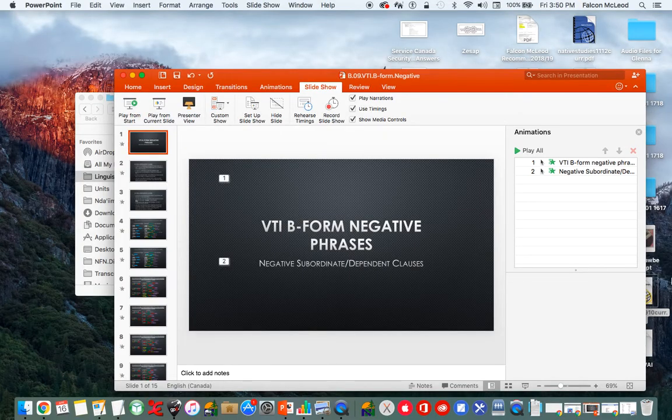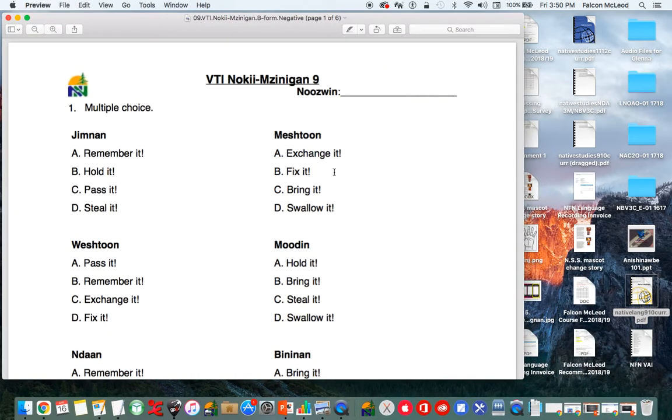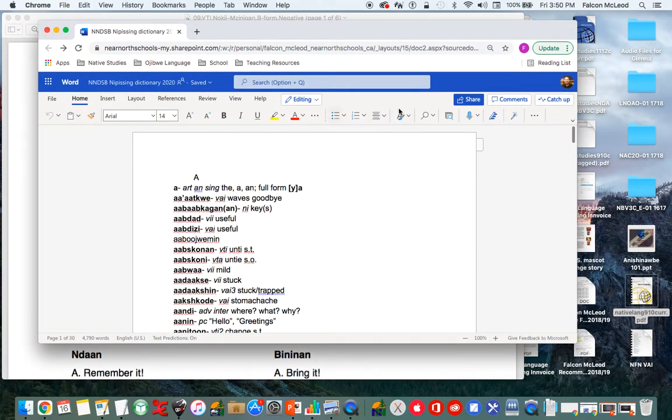Covered a great deal of inanimate, intransitive stuff here. So here is our worksheet here. So this first one is multiple choice. Again, if you don't remember what this word is, or if you don't know it, you can always look it up in our dictionary. So jimnan. Jimnan. What does that mean?